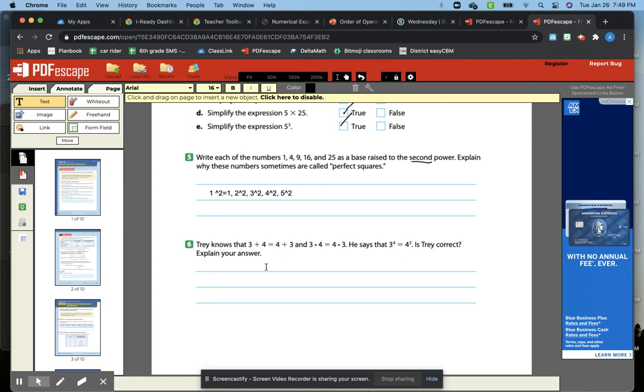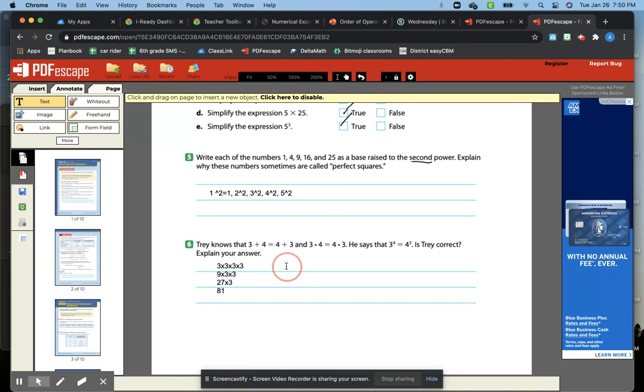Well, I know 3 to the 4th power is the same as 3 times 3 times 3 times 3. 3 times 3 is 9. You bring down the rest. 9 times 3 is 27. And then 27 times 3 is 81.